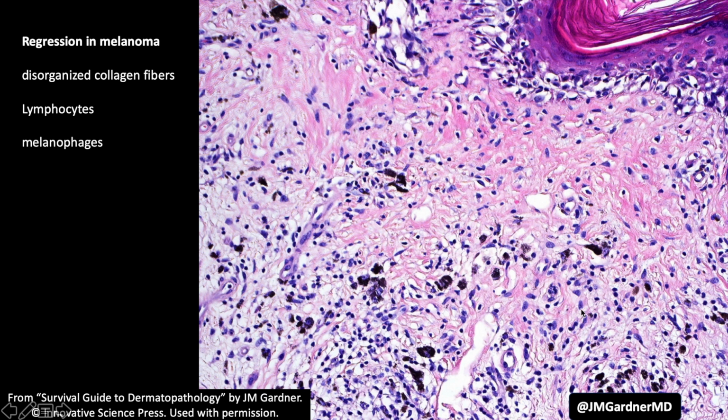Regression is usually a mixture of disorganized pink collagen and lymphocytes scattered in here, and then melanin-filled histiocytes, or what we call melanophages, in varying proportion scattered in the dermis. And up here you can see the confluent growth of atypical melanocytes representing the in situ lentigo maligna melanoma in situ up above. So I would report this if I didn't find anything in the dermis.